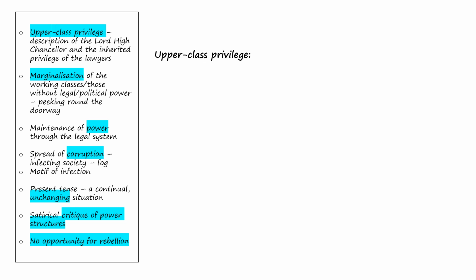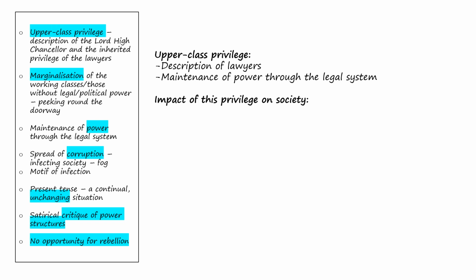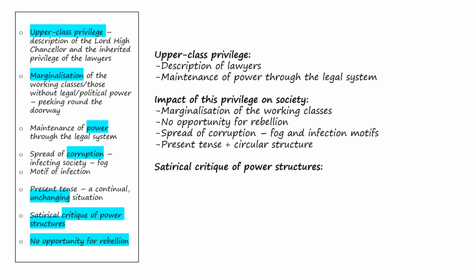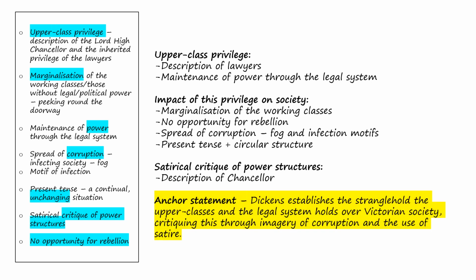I'm thinking thematically here, so I'm going to start with the theme of upper class privilege, with the description of the lawyers and maintenance of power through the legal system. Then I'm going to explore the impact of this privilege on society. So we have marginalisation of the working classes, no opportunity for rebellion, spread of corruption, and present tense as well. And then I'm going to look at Dickens's satirical critique of these power structures.